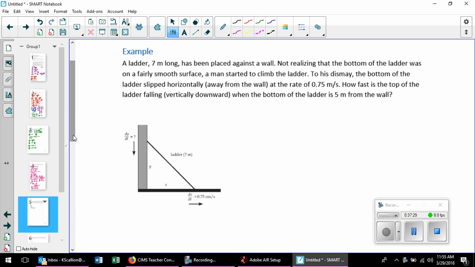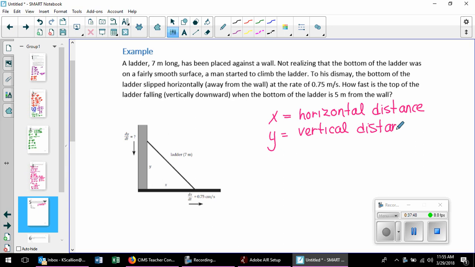So it gave me some letters here. X is the horizontal distance. What's Y? Vertical. And our last variable? Time elapsed.